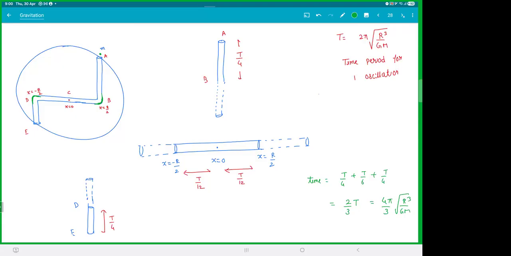Have a look at this. See where it went wrong. See how you got 5 pi by 3. It should be 4 pi by 3. Any doubts on this?